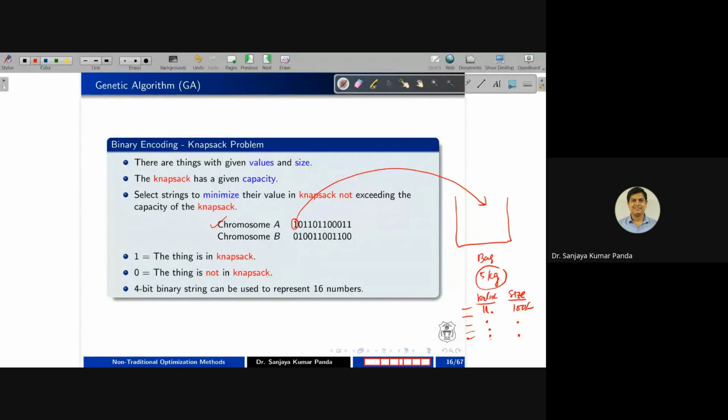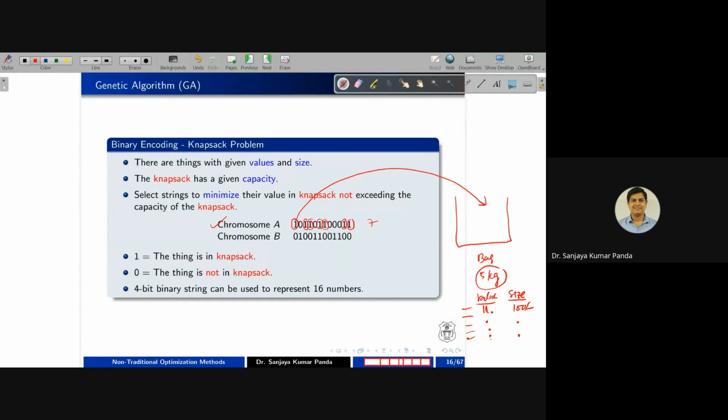For example, here you can see, I am going to take the first item, third item, fourth item, sixth item, seventh item, and let's say 11th item and 12th item. So how many items do I want to take here? I want to take 7 items. So let's say the sum of these 7 items is 5 kg. It is not exceeding 5 kg, so I can say less than equal to 5 kg.